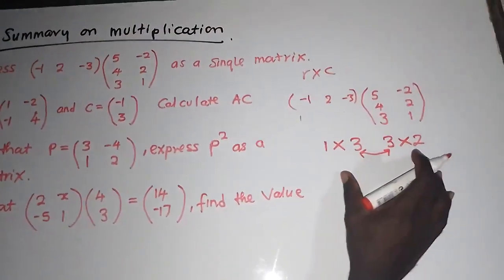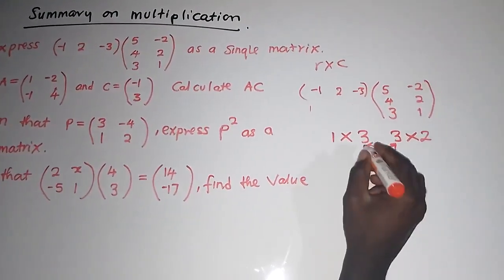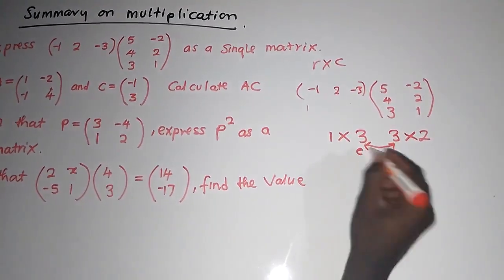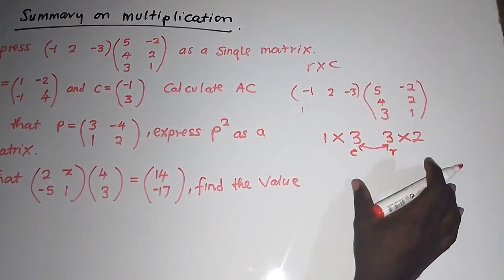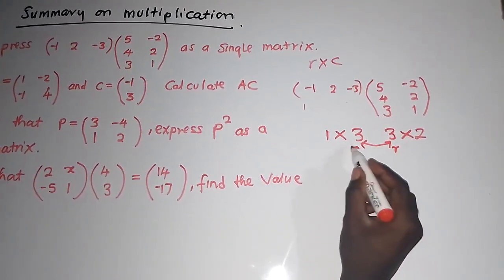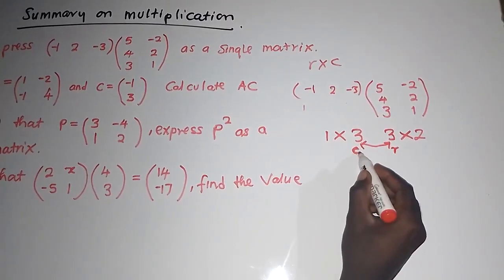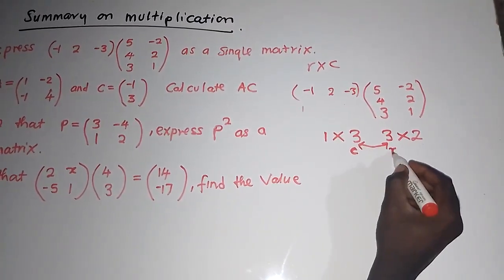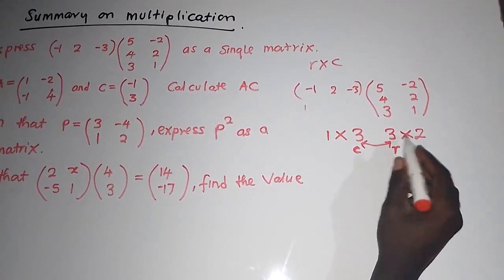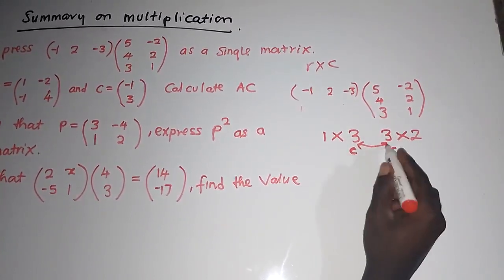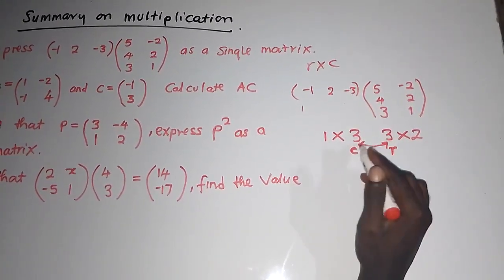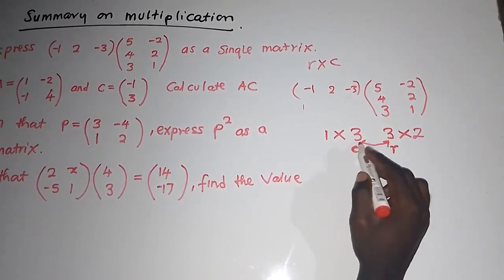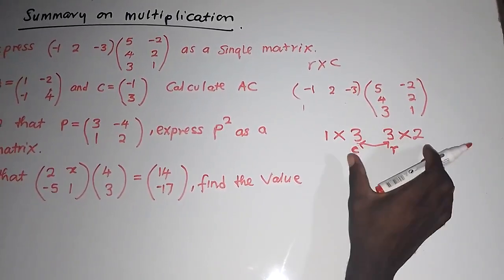I told you how we can multiply two matrices. These are the number of columns, and these are the number of rows, which means the number of columns in the first matrix and the number of rows in the second matrix must be equal. So if these two are equal, you can easily multiply. So we are going to multiply these two matrices.